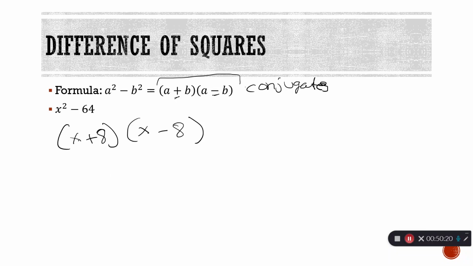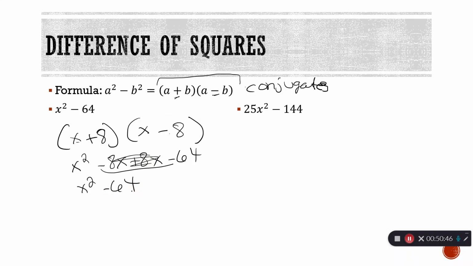So x times x is x squared. So I'll just show you. X times x is x squared. X times negative 8 is negative 8x. 8 times x is 8x. And 8 times negative 8 is negative 64. So when we combine like terms, you see how these cancel out? And we're left with that. So let's try it again.